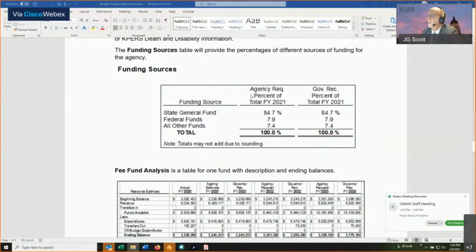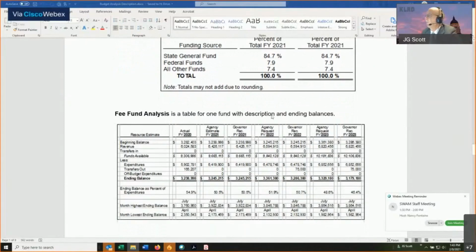There's a quick section on funding sources. So this particular budget last year had almost 85% of its budget funded from the state general fund, about 8% from federal funds, and about 7.5% from other funds or all funds, mainly fee funds.